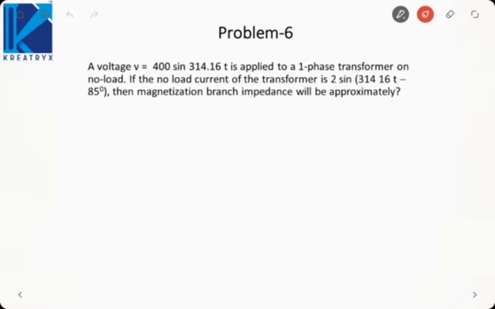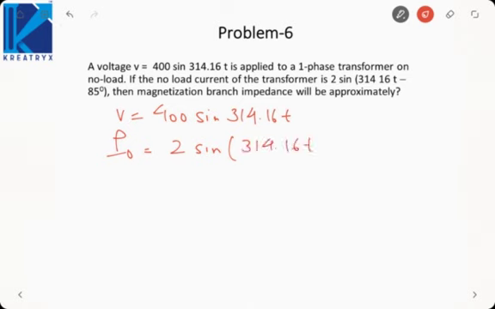In our next problem, it is saying voltage is equal to 400 sine 314.16 t is applied to a one phase transformer at no load. No load current of the transformer I naught is given to be 2 sine (314.16 t minus 85 degree). We need to find the impedance of the magnetization branch or the shunt branch of the transformer.